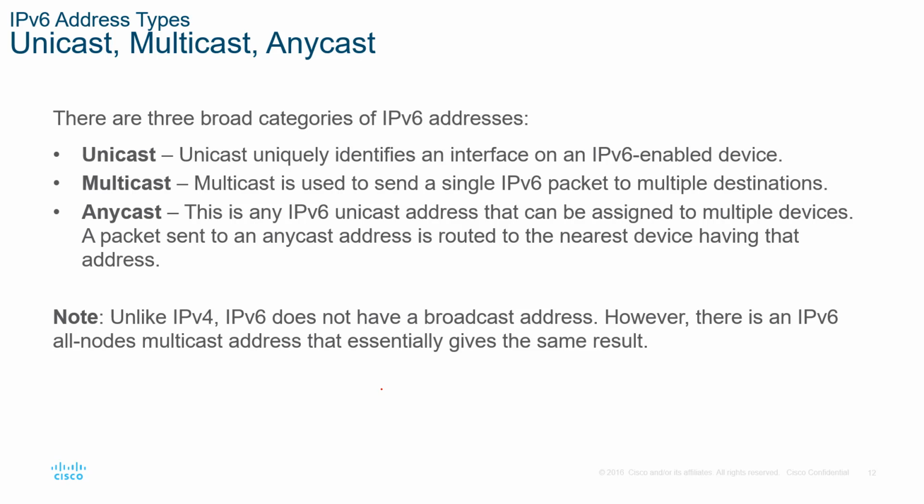Anycast basically is any IPv6 unicast address that can be assigned to multiple devices. Basically, a packet sent to an anycast address is routed to the nearest device having that address type. So you can have multiple IPv6 addresses assigned to devices. So unlike IPv4, IPv6 doesn't have a broadcast address. We already know that. There is an IPv6 all-node multicast address that essentially is the same thing. So there's an all-node multicast that will act like a broadcast.